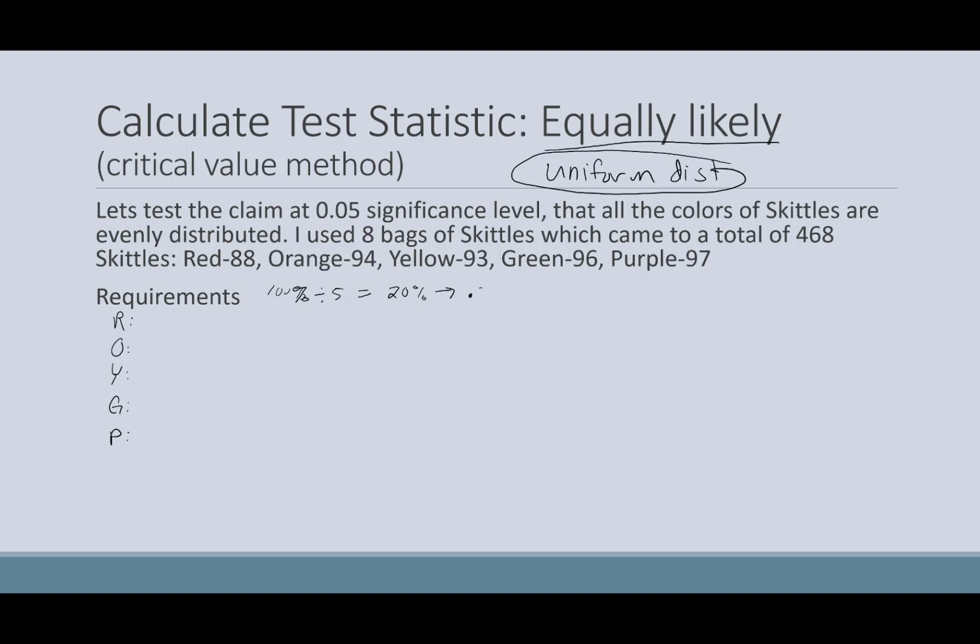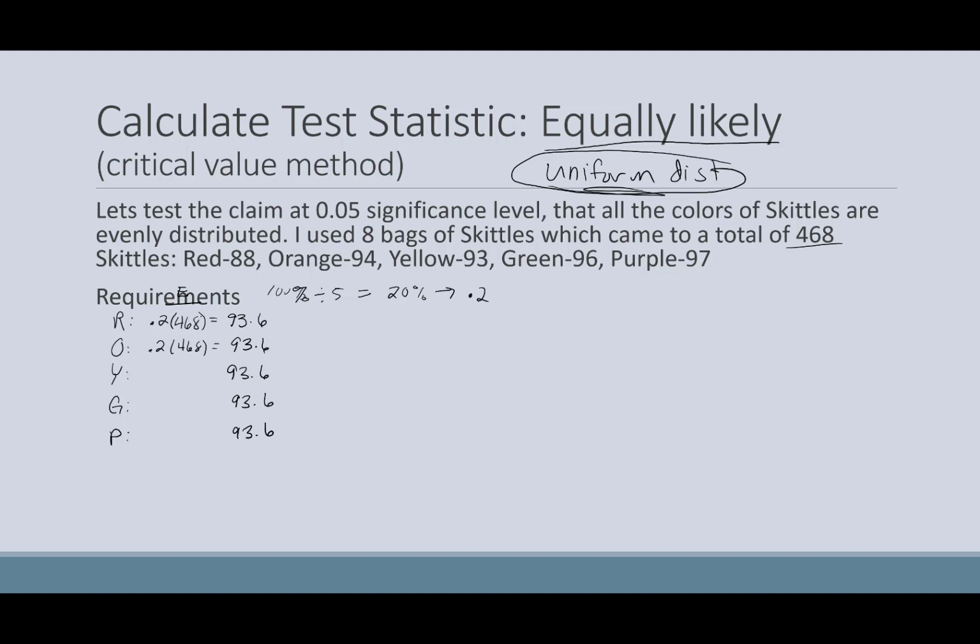Well, 20% is really the decimal 0.2. So when I compute my expected frequency for each category, I'm going to take that 0.2 and multiply it by my 468 Skittles. So I know how many Skittles I should expect to be in the red category. When I do that computation, I get 93.6. Now, because this is a uniform distribution, I'm going to end up with the exact same thing in every single category. So all of these are going to turn out to be 93.6.